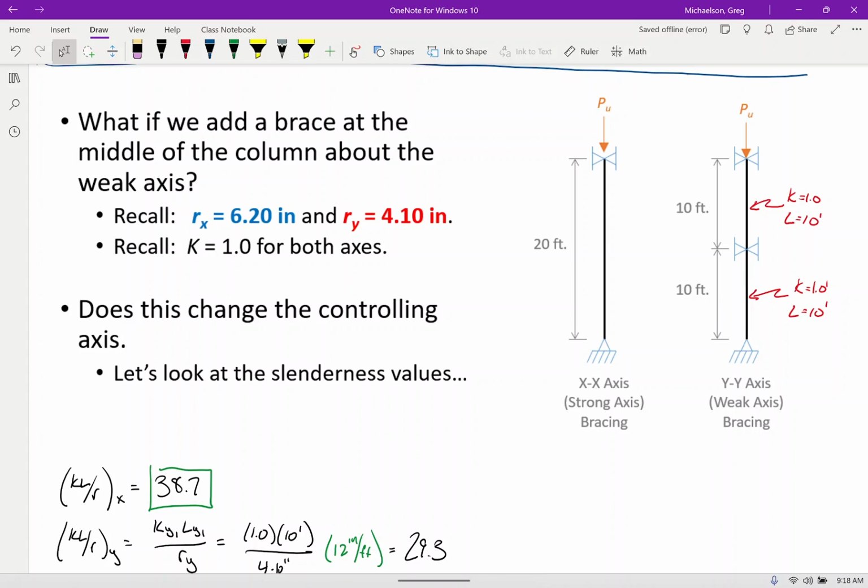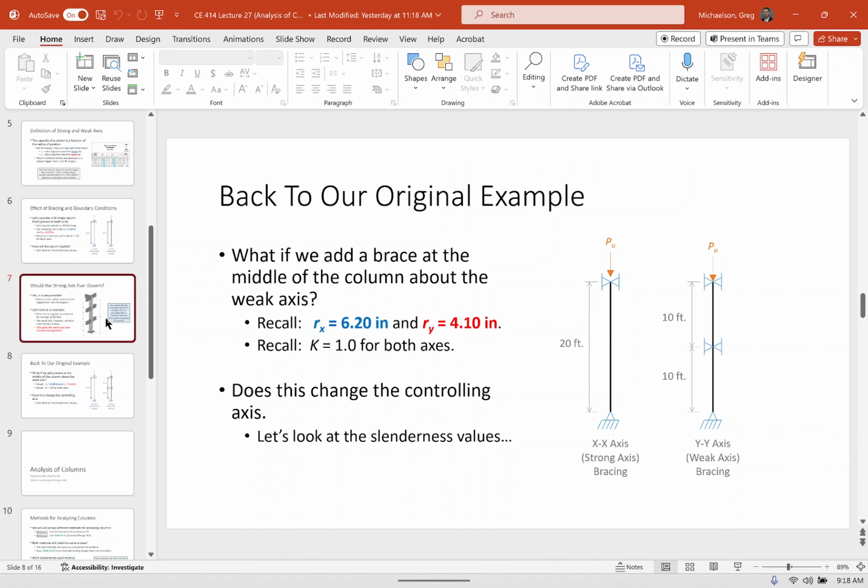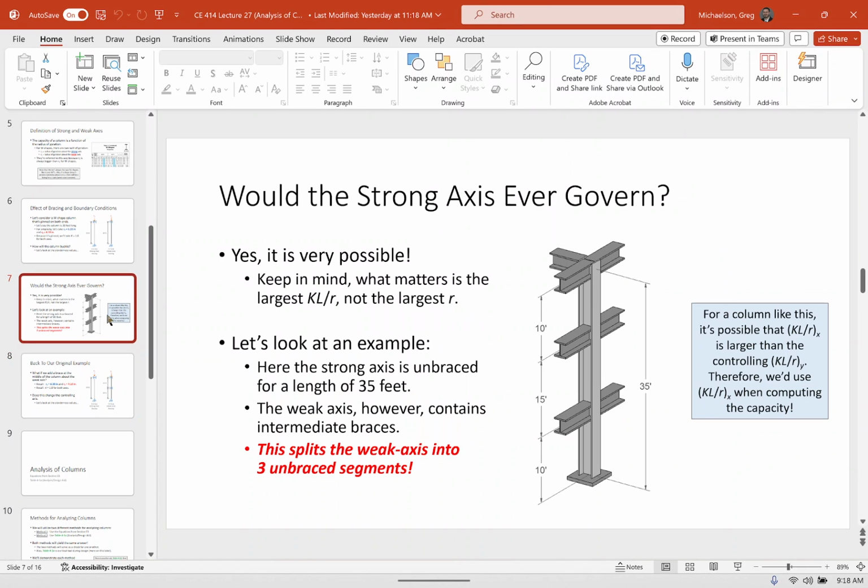What happens if those lengths are unequal? Like you didn't brace it in the middle? That's a great question, and we're going to do a problem with that here in a second. I've got a problem where they're all different. Trust me, you're going to like it. The short answer is that's exactly what happens here. And we're actually going to do this problem here in a second. So we'll get to it, trust me.